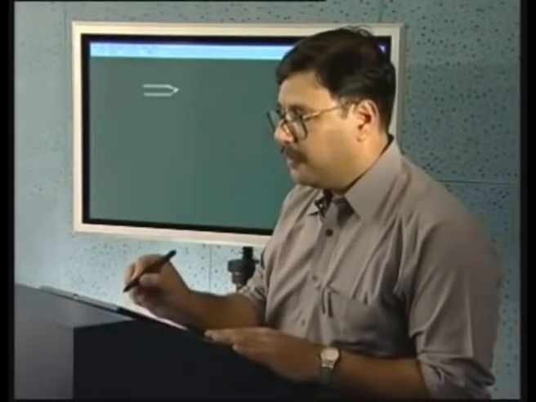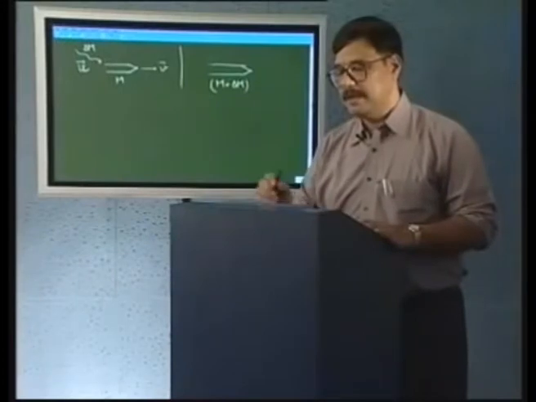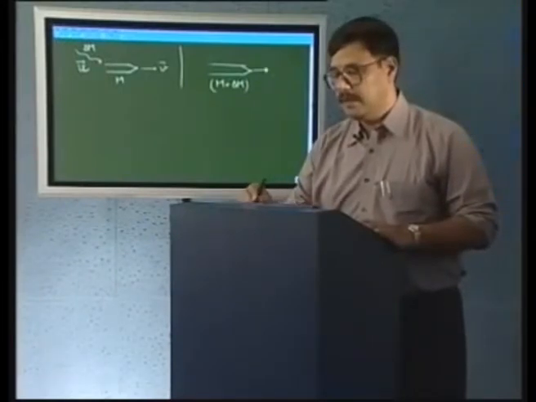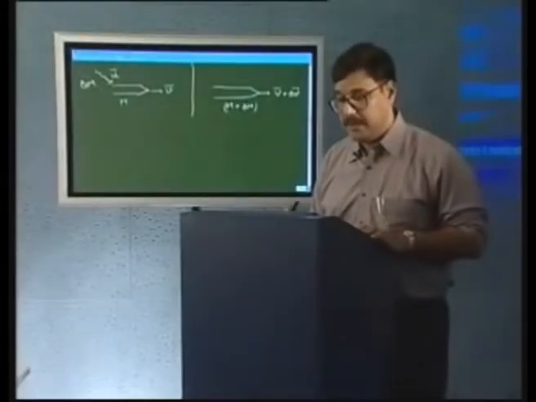Initially, this mass m is moving with velocity v, and a mass delta m is coming in with velocity u, and finally it becomes a system of mass m plus delta m moving with velocity v plus delta v. Notice that I have taken all quantities to be positive, to keep my calculations simple. I do not have to worry about any minus signs appearing anywhere.